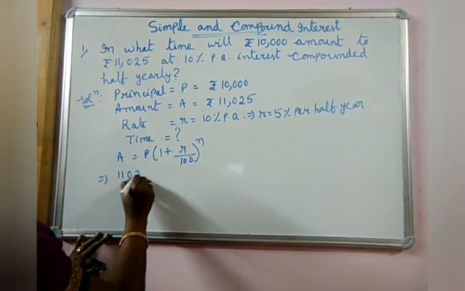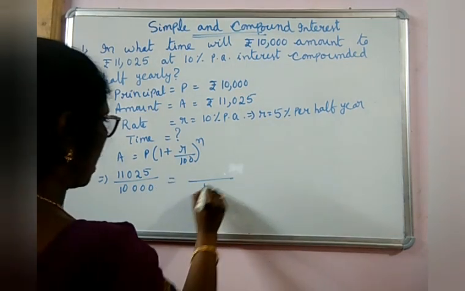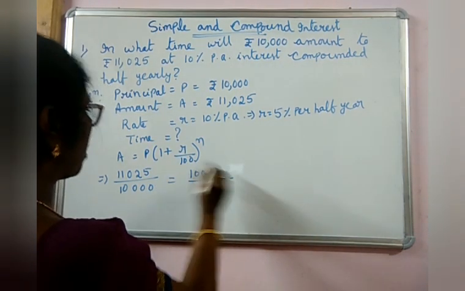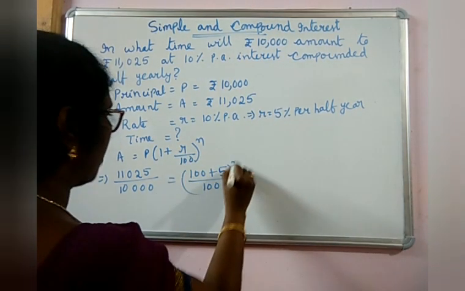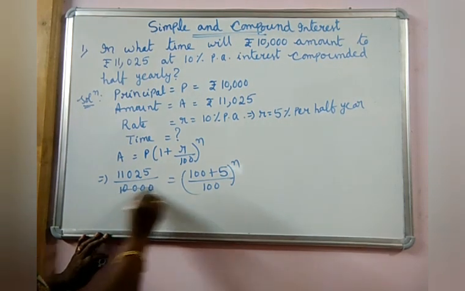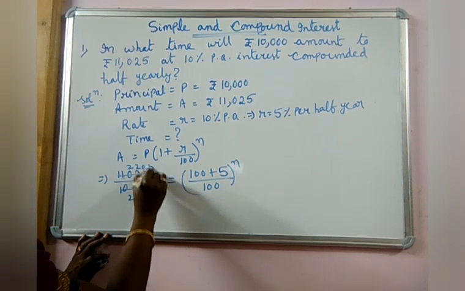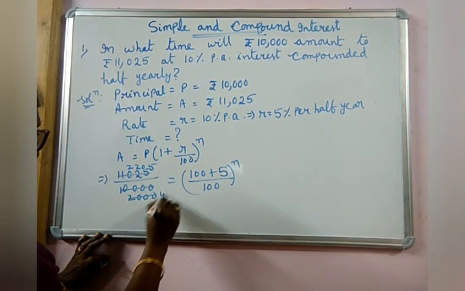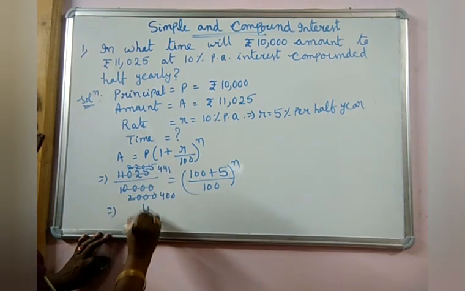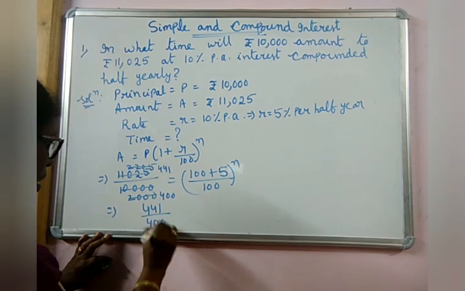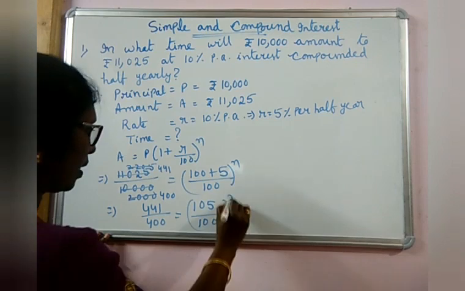Amount is 11,025. Principal is 10,000. 100 common. 100 plus R value, which is 5, whole to the power n. Let us cancel: 5 twos are 10, 5 zeros, again 5 by 400, 5 fours are 20, 441. That means 441 by 400 equal to (105 by 100) whole to the power n.